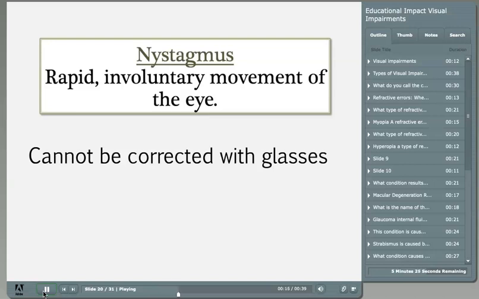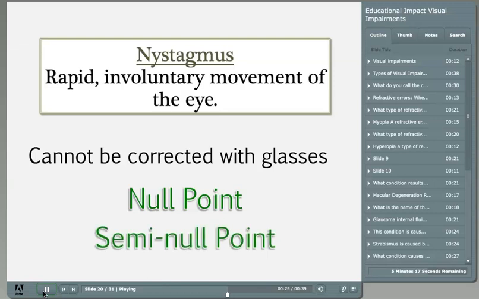An important determinant of visual acuity for an individual with nystagmus is whether the person has a null point or semi-null point. The null point is a point where the person can visually stop or slow down the frequency of the nystagmus by looking a certain way. Surgery on the eye muscles can assist in making the eye gaze straight ahead.